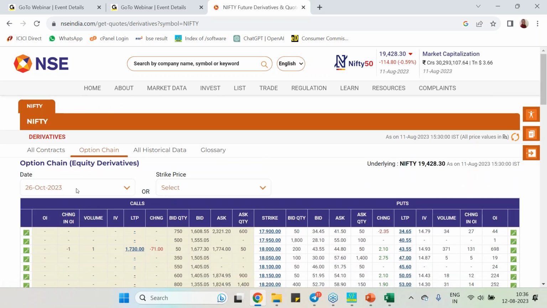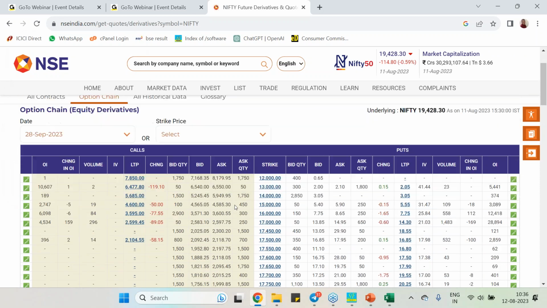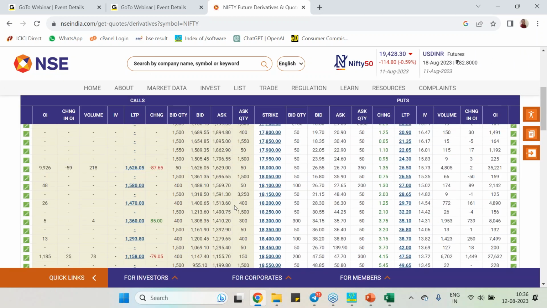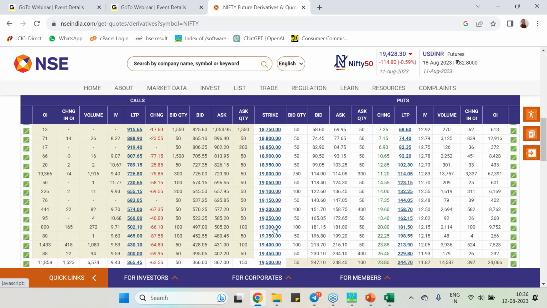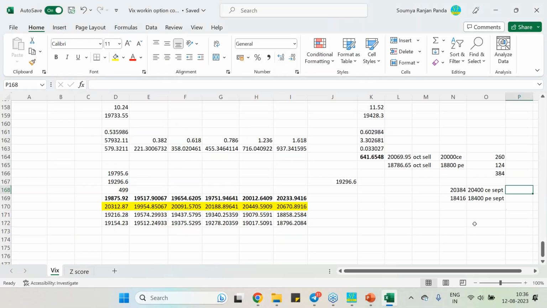Go to September. You are going to hold till 12th of September. The 18,400 put is 38 rupees, and the 20,400 call is similar, 47. So here you are buying at 38 and at 47 rupees. Over. This part you have done.